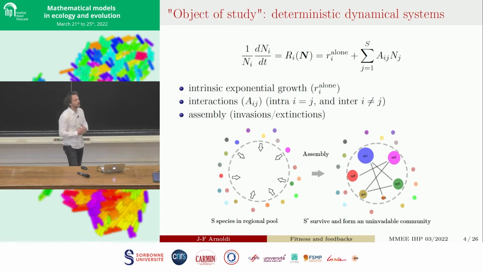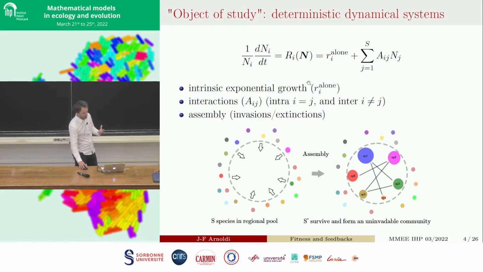And something that such models allow you to do is study processes of assembly, like Ada described, for instance, where you'd have certain species in a pool and they assemble, some go extinct, and some survive, and then if you vary conditions that would be encoded into the intrinsic growth rate, for instance, you could see invasions and extinctions occurring. Right.